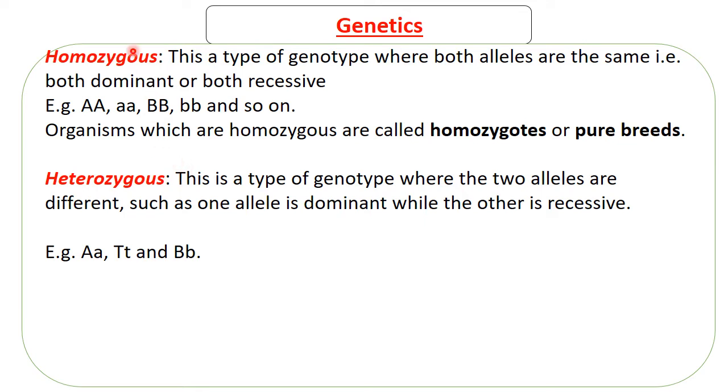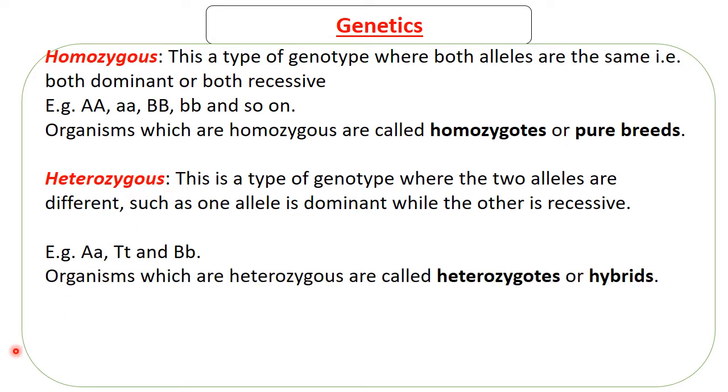Usually when they are stating homozygous, they will say homozygous dominant to mean that they are both dominant, or both capital letters, or homozygous recessive to mean that both are small letters. Then for heterozygous, they just say heterozygous. You have to know that there is a small and a capital letter. Organisms which are heterozygous are called heterozygotes or hybrids.